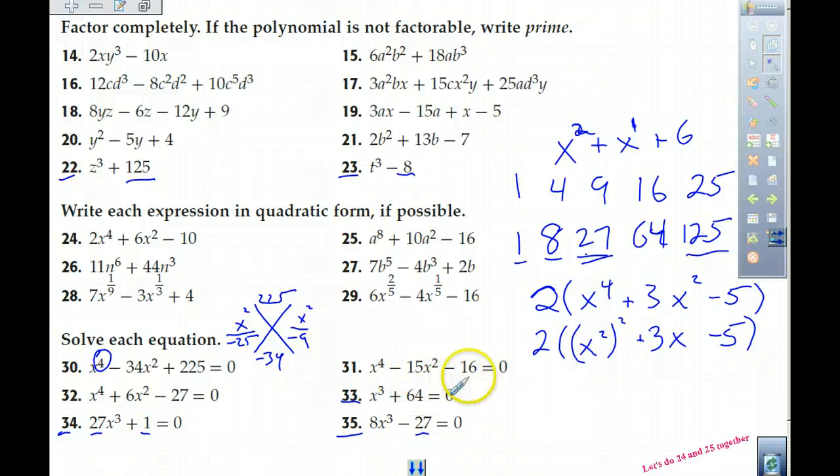Same thing over here. What two numbers multiply to 16 but add to negative 15? What two numbers multiply to negative 27 but add to 6? And then you'll have x squared. Instead of x, it's x squared, and you'll solve each one of those equals 0 and get your answer.